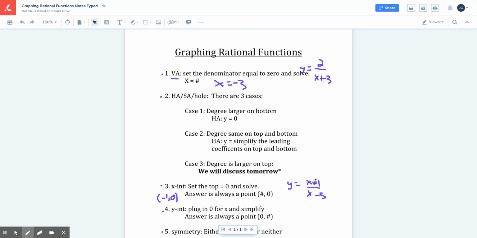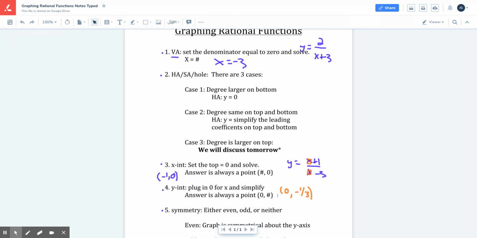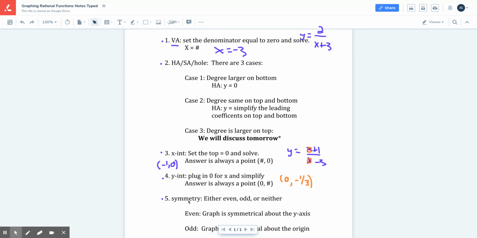So for example, if we use the same problem and I plugged in 0 for x, I would get 1 over negative 3. So my y-intercept would be 0, comma, negative 1/3. Once again, it's a point, and it's always in the form of 0, comma, some number. It is possible that you cannot have a y-intercept, but you cannot have more than one y-intercept. It's either one or none.